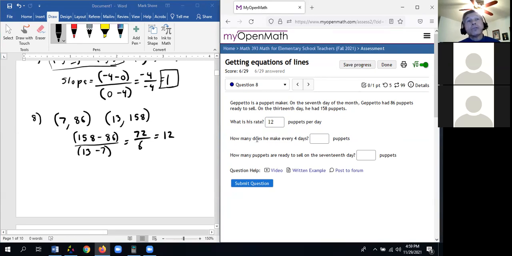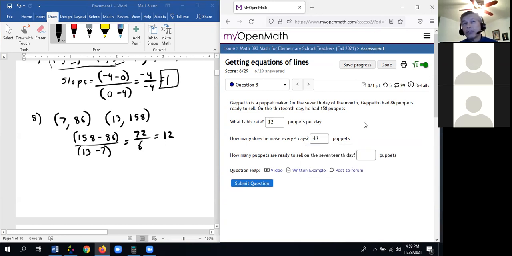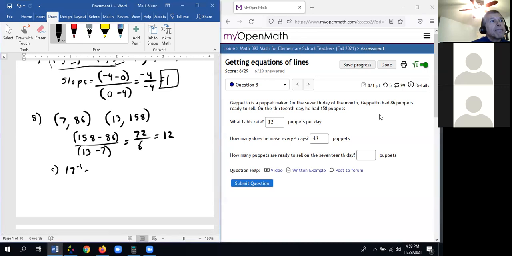So now it's a weird question. How many does he make every 4 days? So if he makes 12 puppets per day, in 4 days, he makes 4 times 12 or 48 puppets. So because he's making 12 puppets per day. Then this part here, part C of this, says how many puppets are ready to sell on the 17th day. So we're looking for the 17th day.